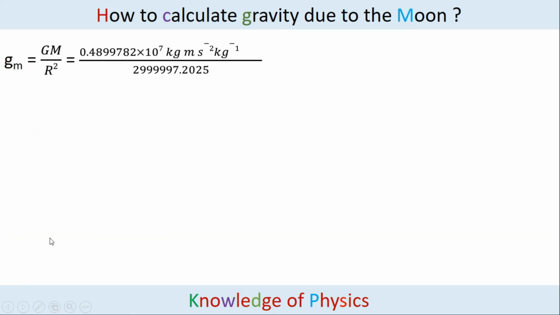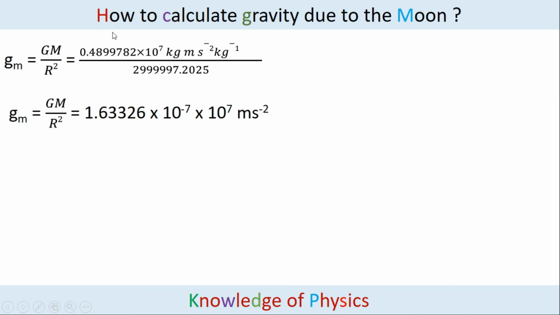Now g_m is equal to this value. I have subtracted 6 from 13, and it becomes 7, and after dividing this value, it becomes this, multiplied by 10 to the power minus 7, and this 10 to the power 7 is as it is here. Its unit Newton means kg meter per second squared, so I have converted Newton into its fundamental units, kg, meter and second. After that, kg and kg are cancelled out, and we are left with meter per second squared.